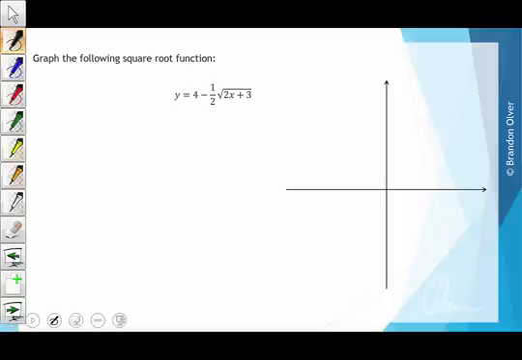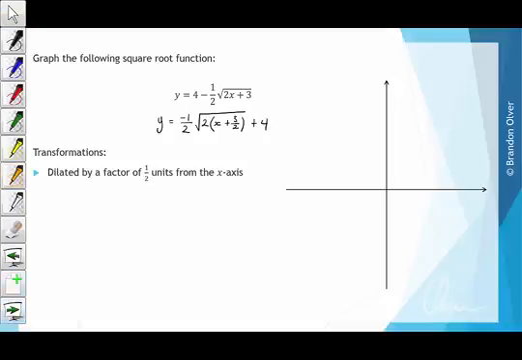In this example, we'll graph the square root function y equals 4 minus 1/2 times the square root of 2x plus 3. So the first thing we can do is rearrange or slightly alter this equation so that it's easier to see what transformations have taken place. We can write this as y equals -1/2 times the square root of (x plus 3/2), if we take the 2 out, and then we've still got our plus 4 there. So with this in mind, we can now look at our transformations.